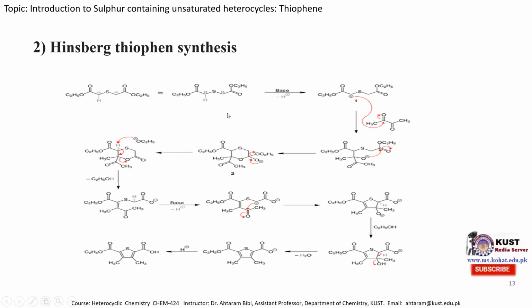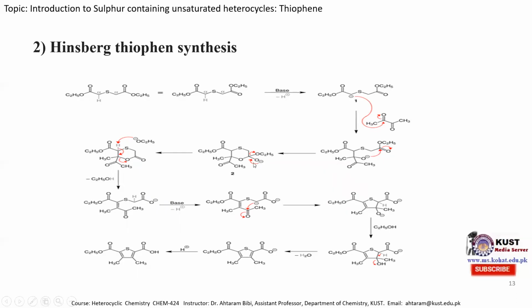So the mechanism is mentioned over here: this ester molecule has an alpha proton, which is highly acidic. In the presence of base, one can eliminate either this proton or this proton. When this proton is eliminated, a negative carbanion is produced over here. Then this carbanion attacks the 1,2-diketone to produce this intermediate species, and then this negative oxygen atom attacks the second carbonyl ester, producing this intermediate species.